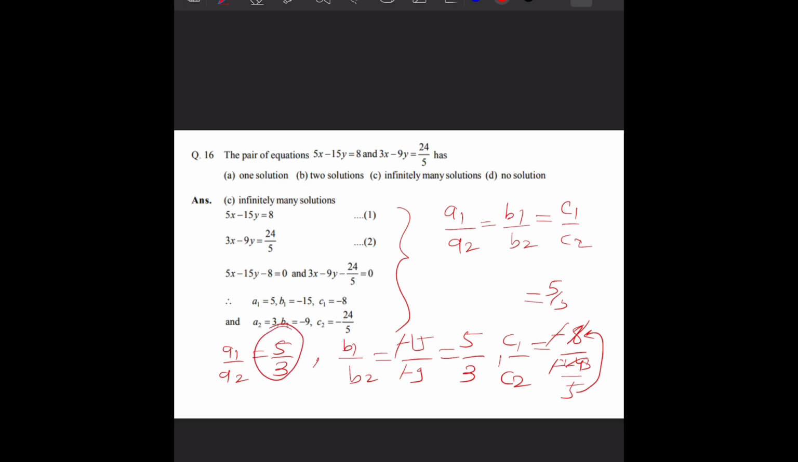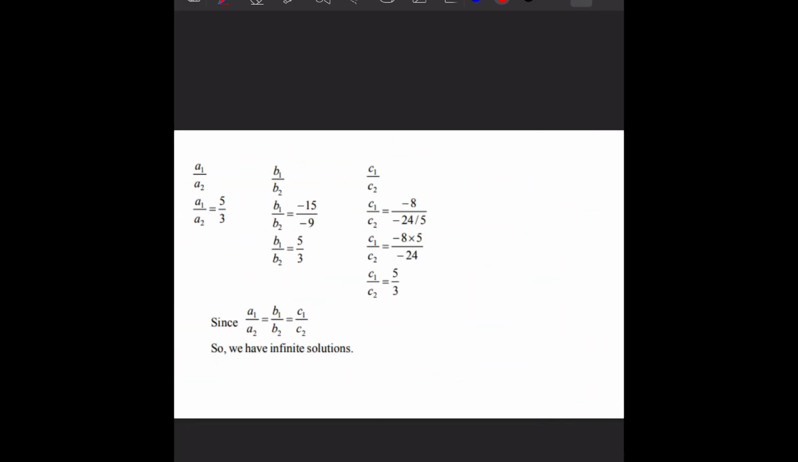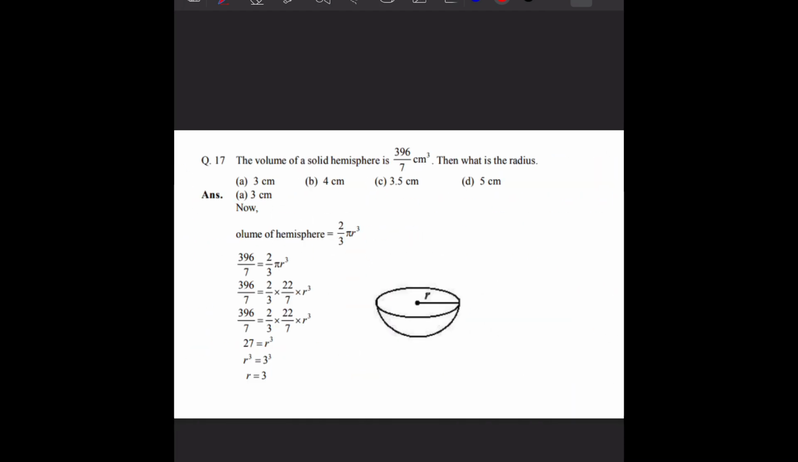In every comparison we got a ratio of 5 by 3. If a1 upon a2 is equal to b1 upon b2 is equal to c1 upon c2, then the lines are overlapping. If the lines are overlapping, it means infinitely many solutions. Moving on to the next. Here you can see the ratios 5 by 3, 5 by 3, 5 by 3. Therefore, the answer is infinitely many solutions. Moving on to the next.